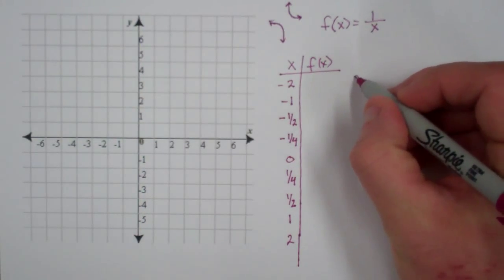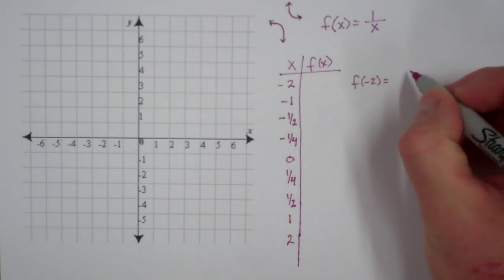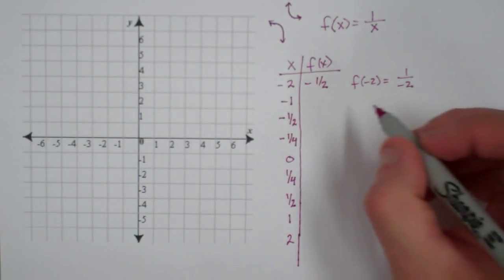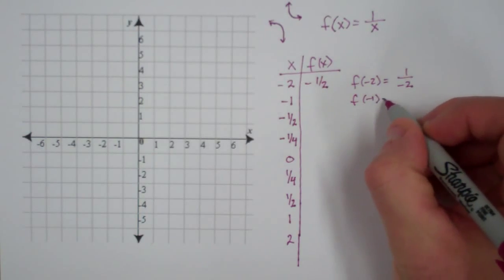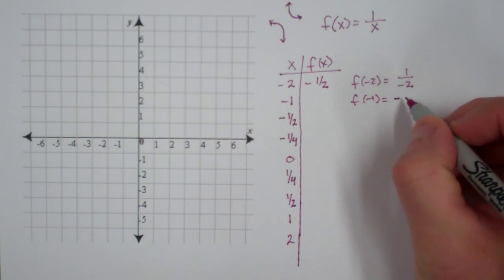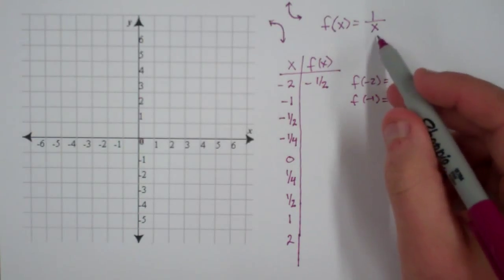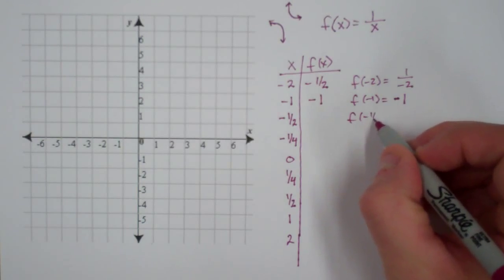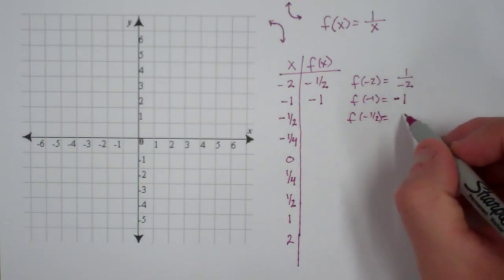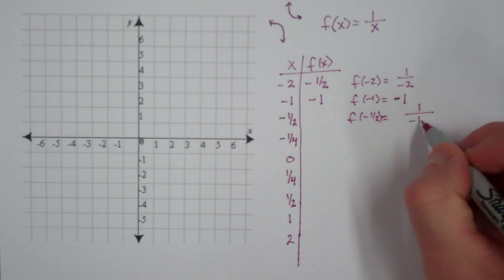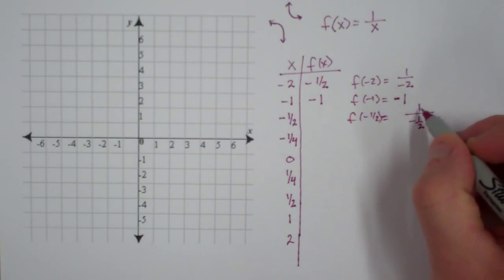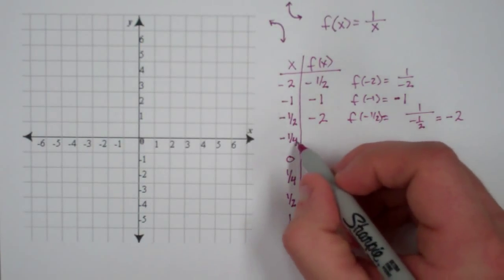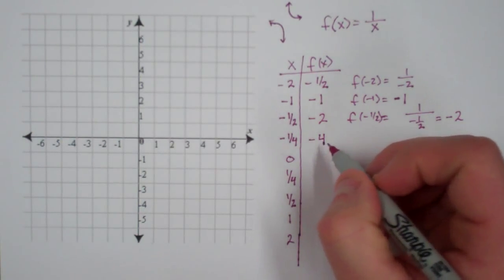Okay, so f at -2 is going to be 1 over -2, which is just -1/2. F at -1 will be, let's see here, -1, right? Just 1 over -1. This one's a little tricky. F at -1/2 will be 1 over -1/2. We multiply by the reciprocal here, so that's actually -2. This one's going to be -4 then.